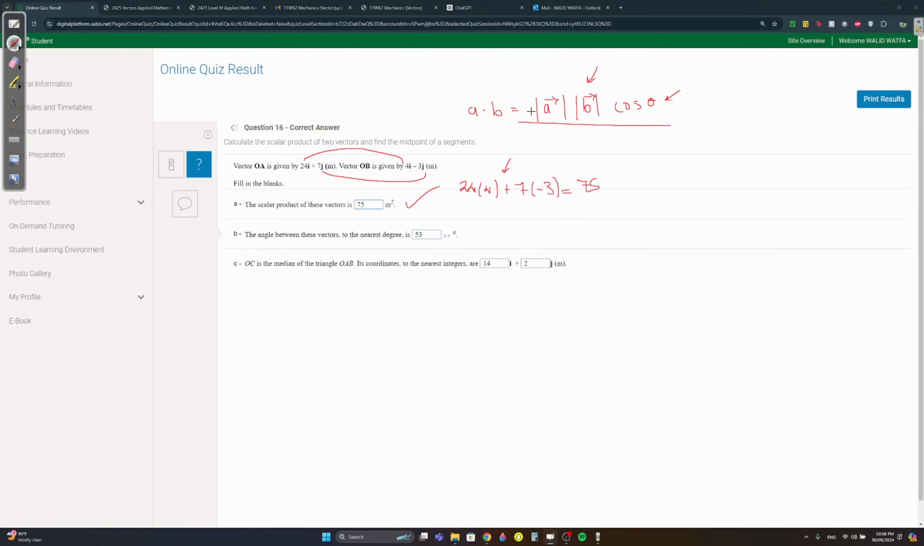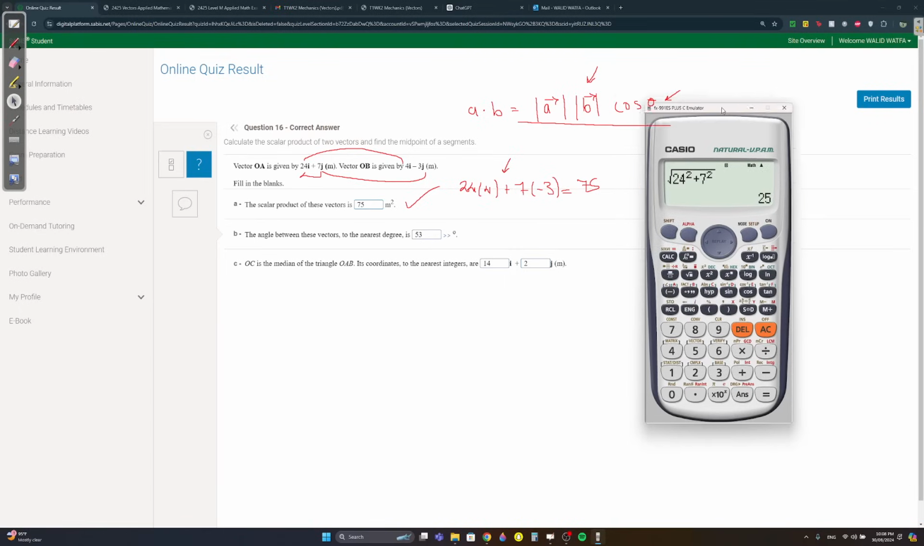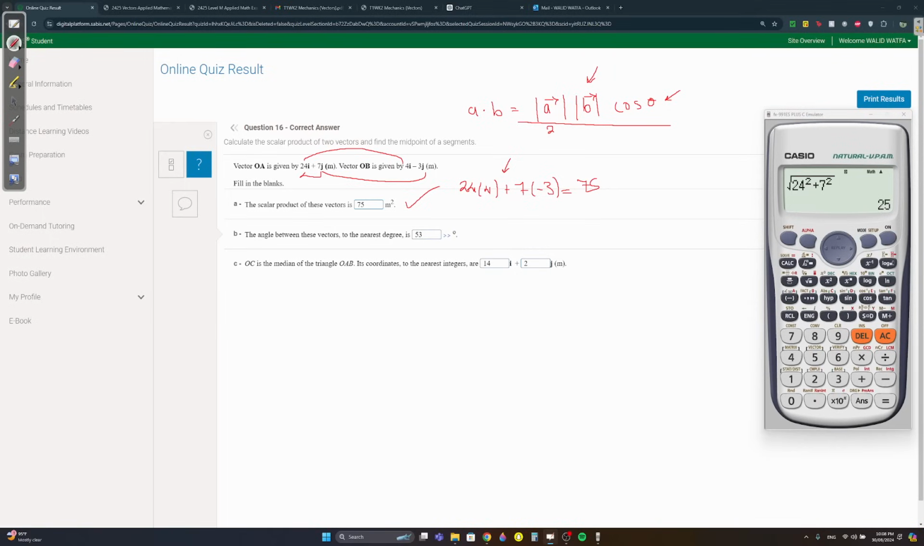To find the scalar product, you can also do magnitude of A times magnitude of B times cosine of the angle in between. What's the magnitude of A? 24 squared plus 7 squared. Let's do it on a calculator. Radical, 24 squared plus 7 squared. You get 25. It's 25. And then the magnitude of B, 4 squared plus 3 squared is 25. Radical 25 is 5. So 25 times 5 times cosine theta equals the scalar product.